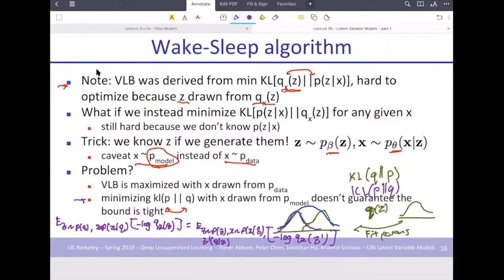A couple other links on the Slack. So I'm looking for instances for wake sleep, that slide that comes to me.